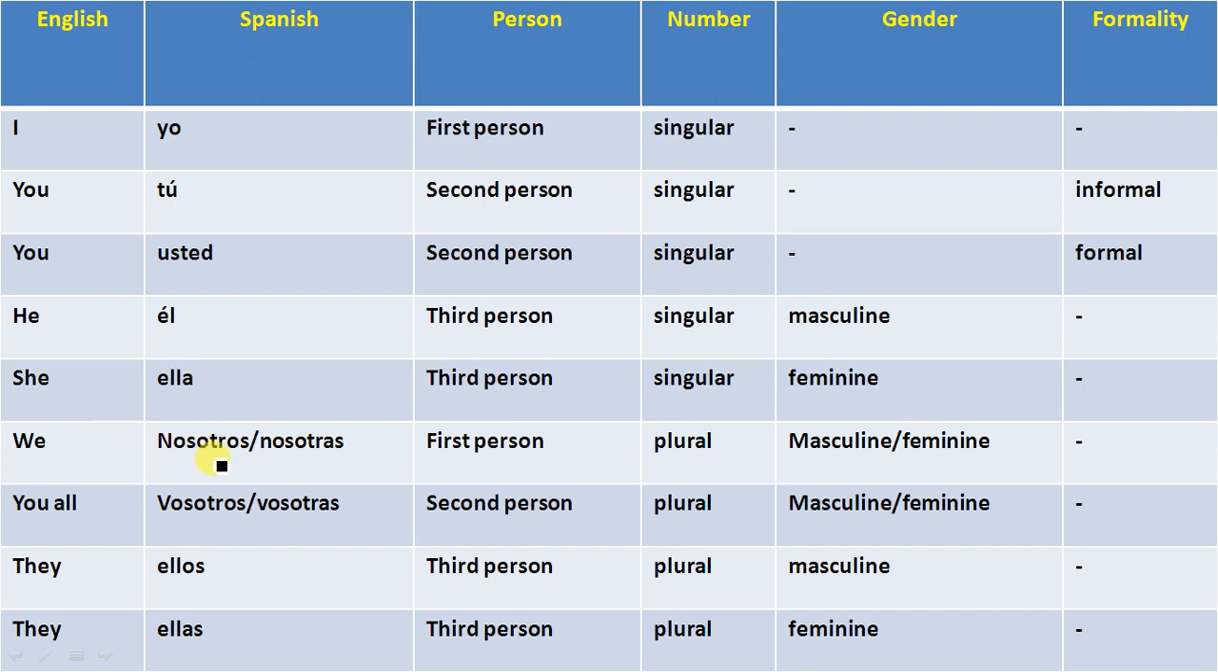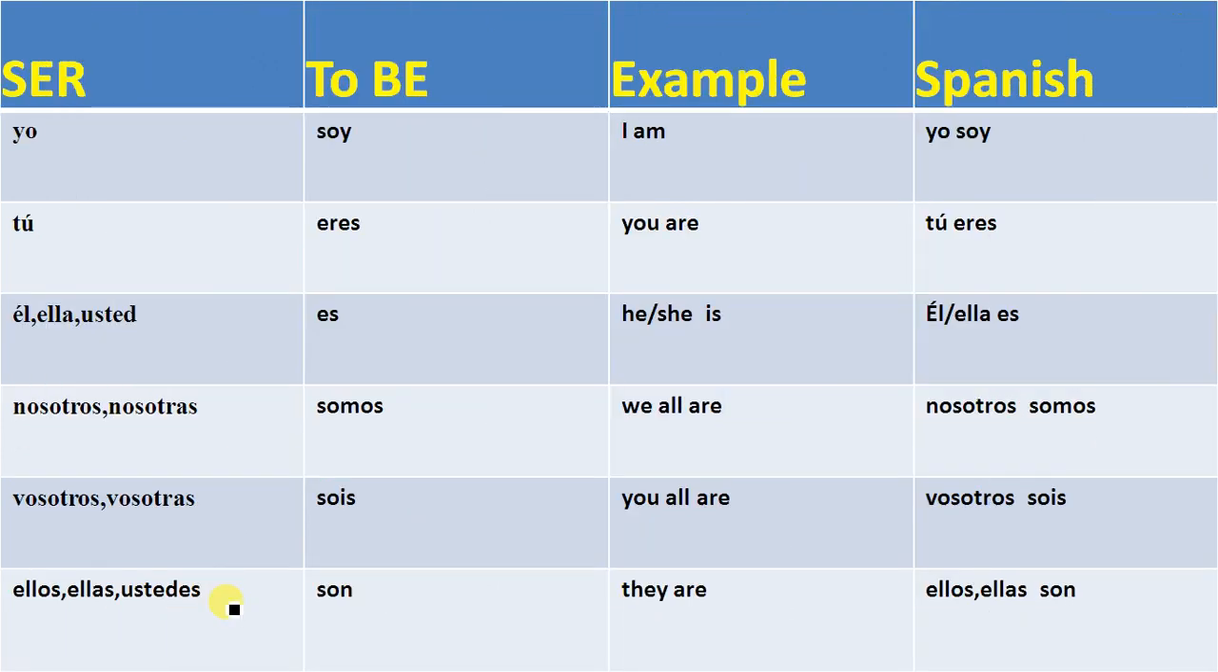You will say nosotros or nosotras for we, depending on masculine or feminine. You will use vosotros or vosotras for you all. You will use ellos for they if the noun is masculine. You will use ellas for they if the noun is feminine. So basically these things are very important because all Spanish sentences you make with the help of these pronouns. Okay, so now we are going to see some examples for more clarity.